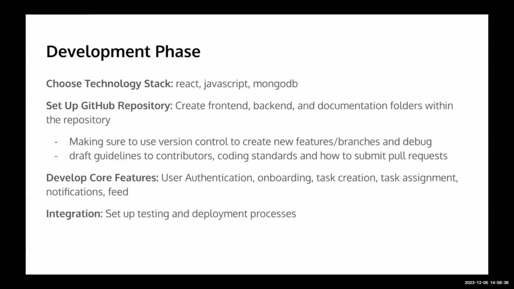And then moving on to the development phase, choosing a technology stack is important. So the front end, what to host it on, and the back end. And then after that, we set up a GitHub repository to create documentation within the repository, and then set up version control for debugging and new features getting pushed out.